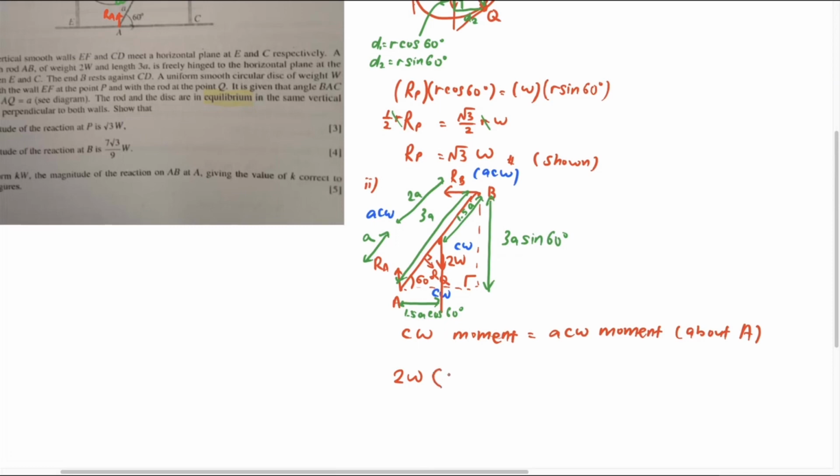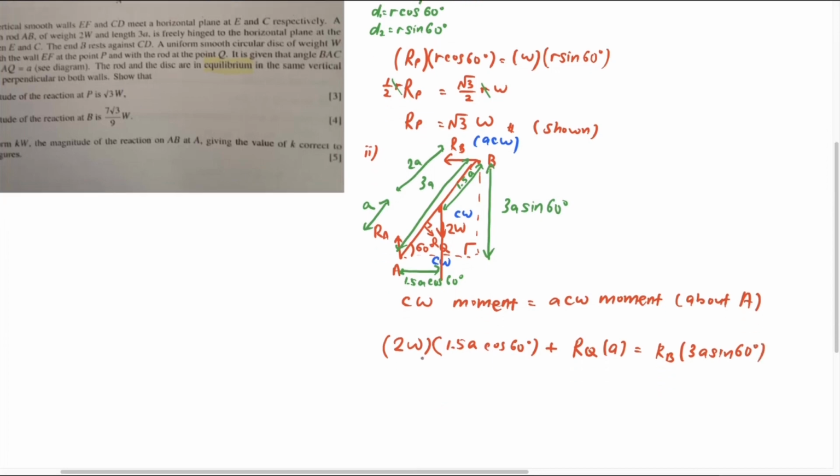Okay, let me write down first. 2W times 1.5A cos 60 degree. So this is the clockwise moment. Then I have another clockwise moment, and this is anti-clockwise. This one I cancel first. Okay, now I have the RQ. RQ is another clockwise moment, with perpendicular distance. The distance here to here is A. So RQ times A. Anti-clockwise moment, I have RB multiplied with the vertical distance here, which is 3A sine 60. So RB, 3A sine 60.